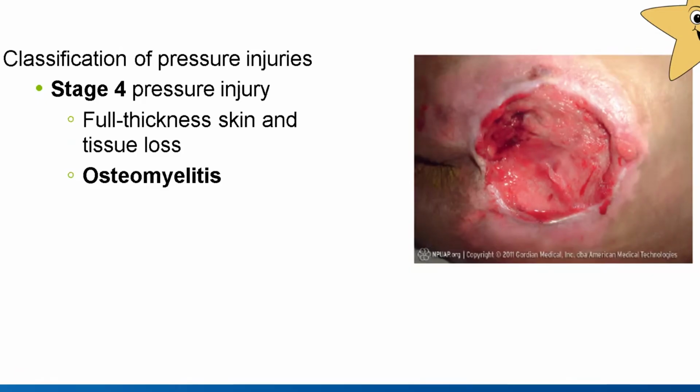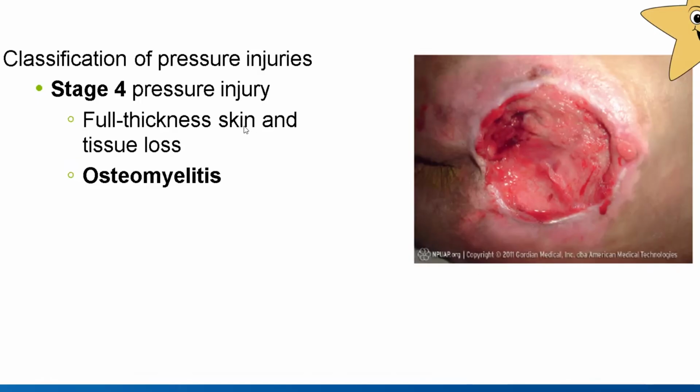Stage 4 pressure injury. Stage 4 is the deepest category of pressure injury. It involves full thickness skin and tissue loss with exposure of muscle, tendon, ligament, or bone. Because the bone is exposed, the risk of osteomyelitis, a bone infection, is very high. Stage 4 wounds are serious and may involve extensive tissue necrosis, undermining, or tunneling.